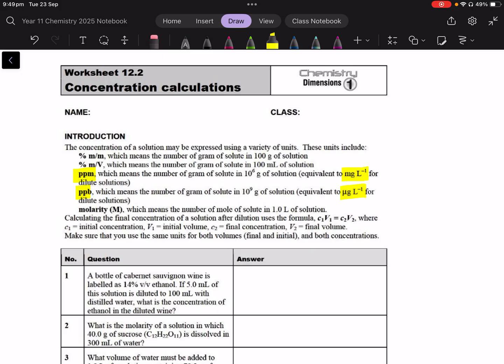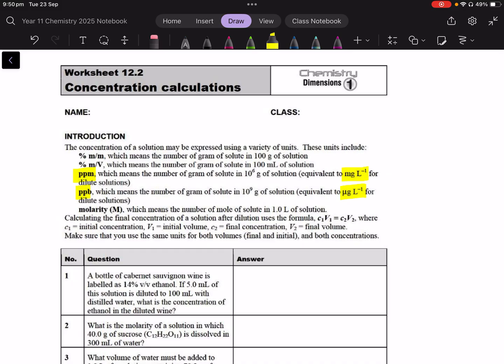These are very small quantities in a liter of water, and they are usually used for heavy metals that you might find in water, or some kind of impurities or toxins that you find in water that might be present in very small quantities, but they need to be measured in those quantities to identify if they are safe or not.